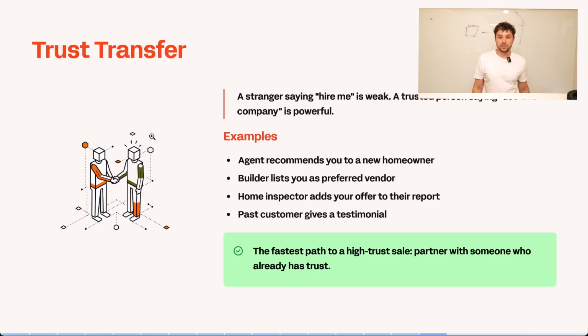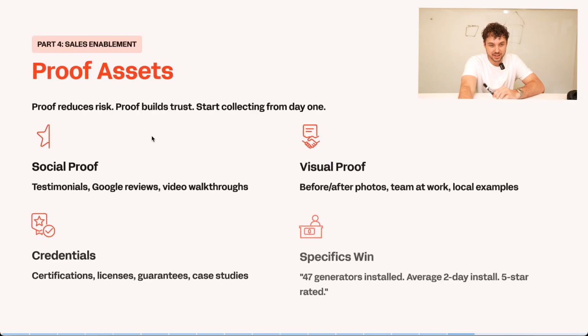So this could be agents recommending you to a new homeowner. This could be a builder listing you as a preferred vendor. This could be home inspectors adding your offer to the report, or paid customers just giving you a testimonial, okay? You're just trying to do everything you can to get as much trust as possible, okay? So the fastest path to a high trust sale is to partner with someone who already has the trust.